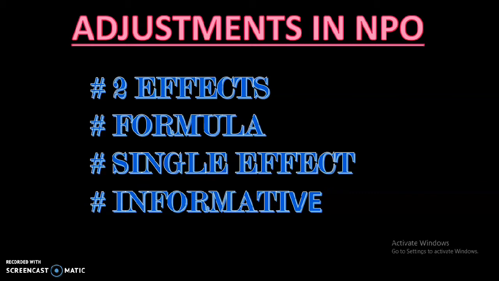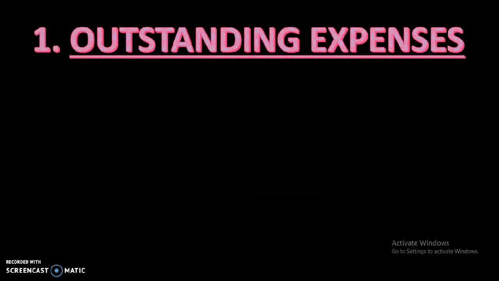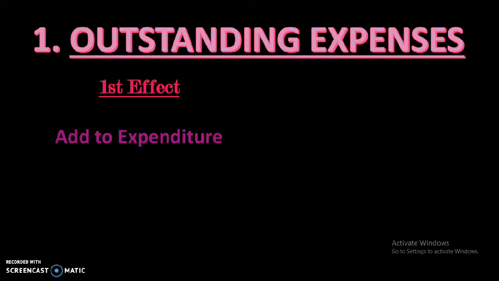As we will be learning the adjustments here, we will be studying them in comparison with the effects which we have given in the chapter Final Accounts of a Trading Concern. So the first adjustment, outstanding expenses. Outstanding expenses, we know. Outstanding, we always add. So the first effect, we add to the expenditure. Outstanding expense, we add to the expenditure.